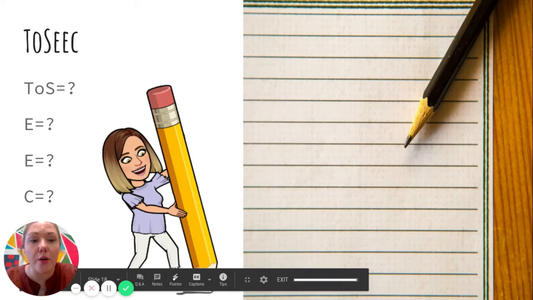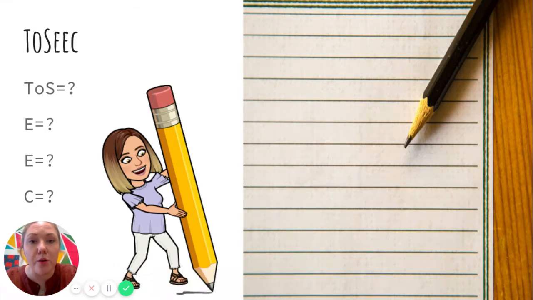Okay, go ahead and take out a piece of paper and a pencil because you are going to be having a quiz over what the different letters stand for in 2 seek and what they mean. So just be prepared to have a quiz.